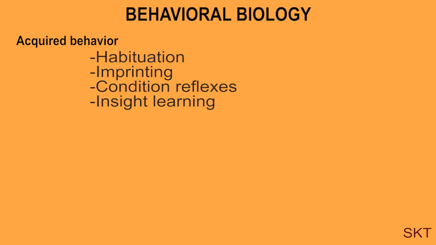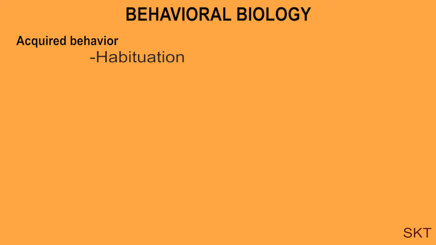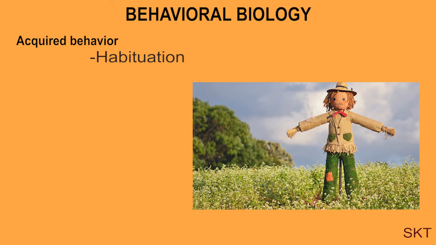Those four types are habituation, imprinting, conditioned reflexes, and insight learning. First one, habituation. It is a simple learning not to respond to a repeated stimulus. Repeated application of a stimulus results in decreased responsiveness. The decrease in responsiveness occurs only with reference to the habituating stimulus. An example of habituation is the scarecrow used in agricultural fields to deter birds, which is effective only for a short time. Birds soon become habituated to them and come to know that scarecrows are harmless.